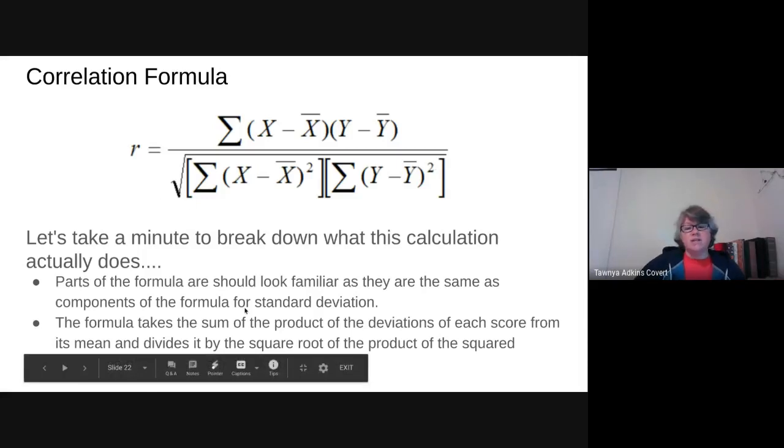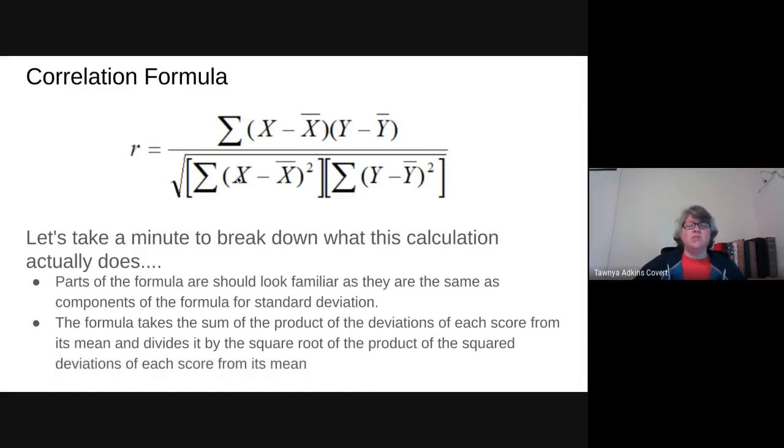And the formula takes the sum of the product of the deviations from each score, and that's what this is. This is the deviation from each score. We square it, we sum it. Okay, so we're going to be doing that. And then here we have the deviation multiplied by the deviation. And so that's this product of the deviations, and we're going to sum those together.